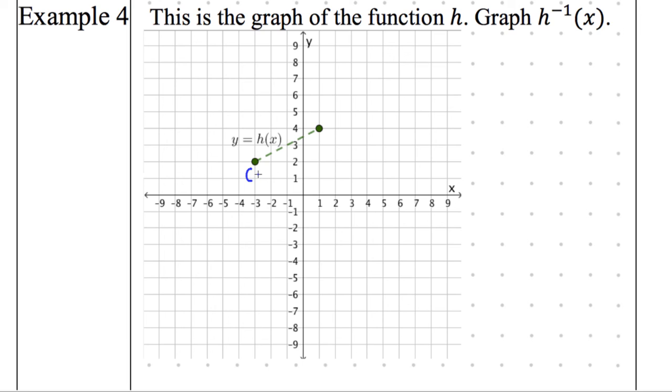2, -3. 2, comma, -3, like that? No, it's -3, comma 2. Okay, thank you, James.